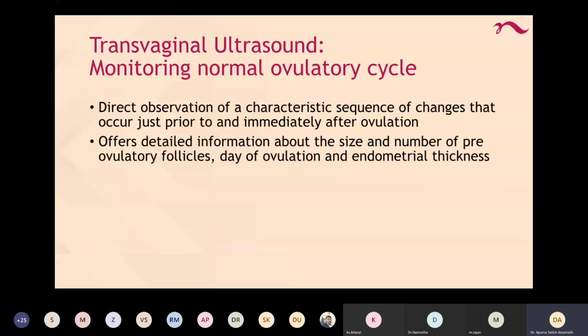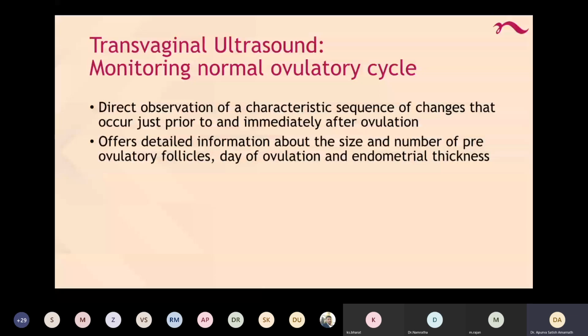So before we start off about how exactly monitoring needs to be done, let's start off with how a normal ovulatory cycle should look on an ultrasound so that we are familiar with that. So the TVS for a normal ovulatory cycle would basically be a direct observation of a characteristic sequence of changes that occur just prior to and immediately after ovulation. And it basically offers us detailed information about the size and number of the pre-ovulatory follicles, the day of ovulation, and the endometrial thickness at the time of ovulation. So all this information is important for us for predicting the chances of pregnancy in these cycles.